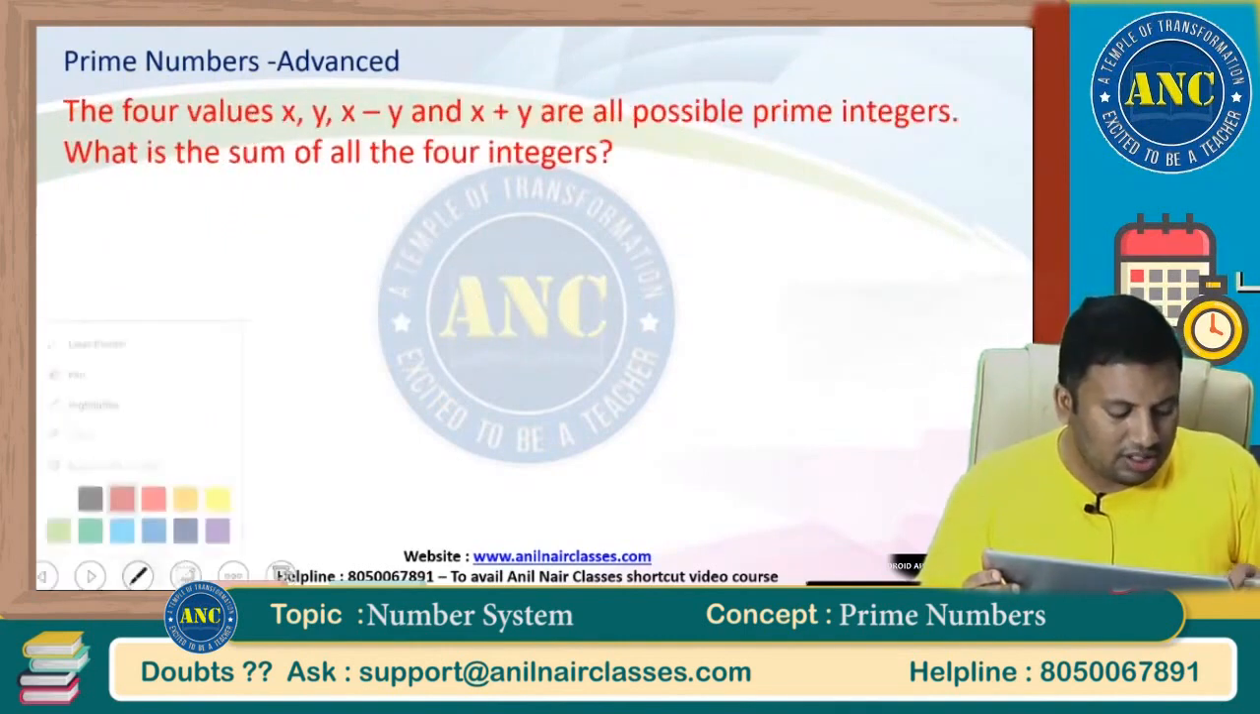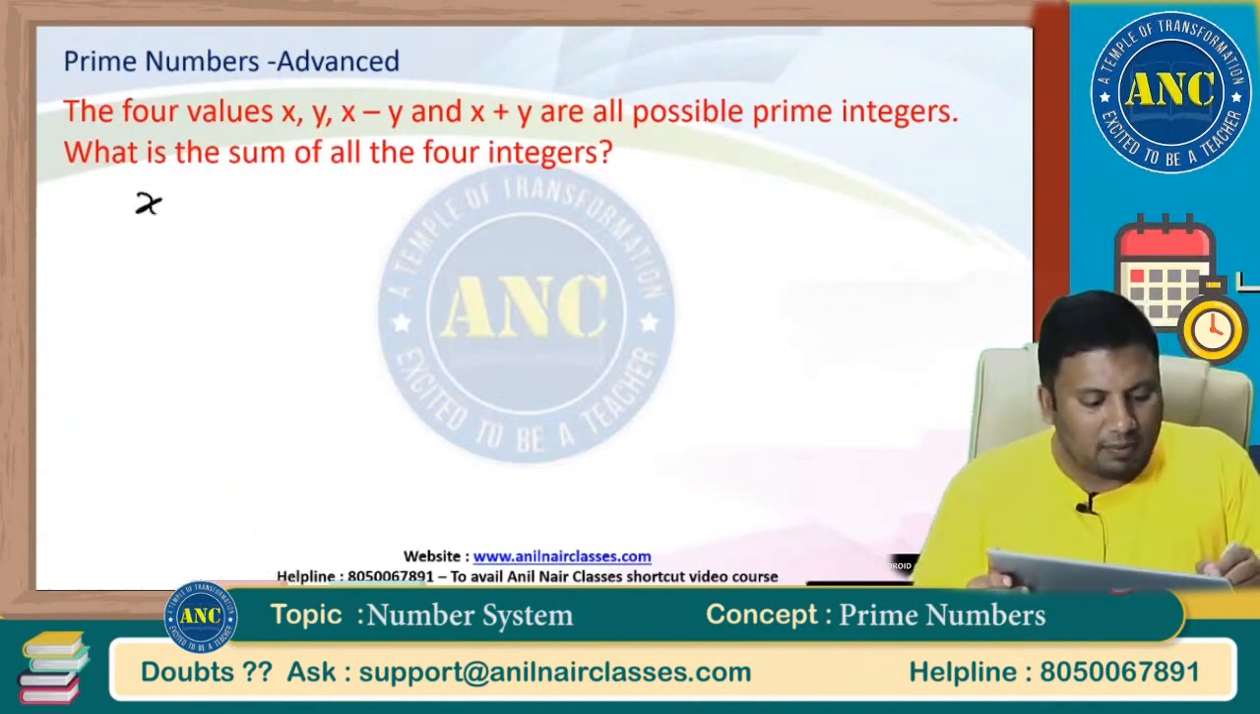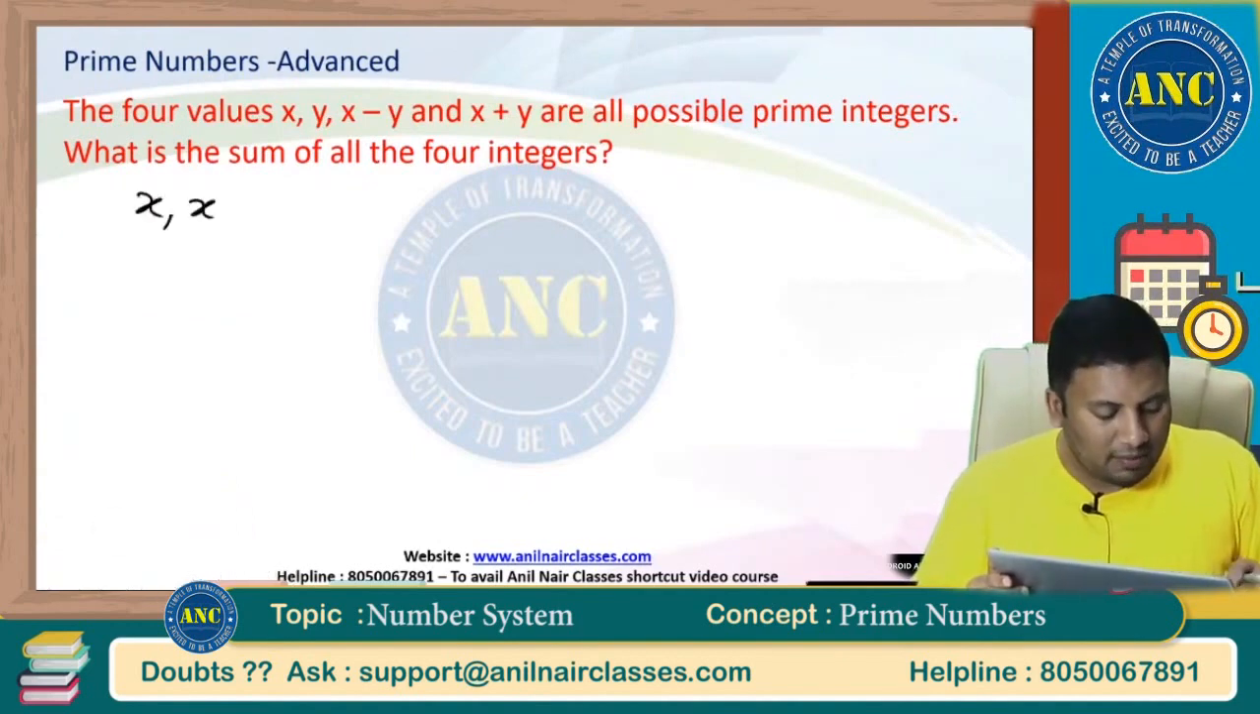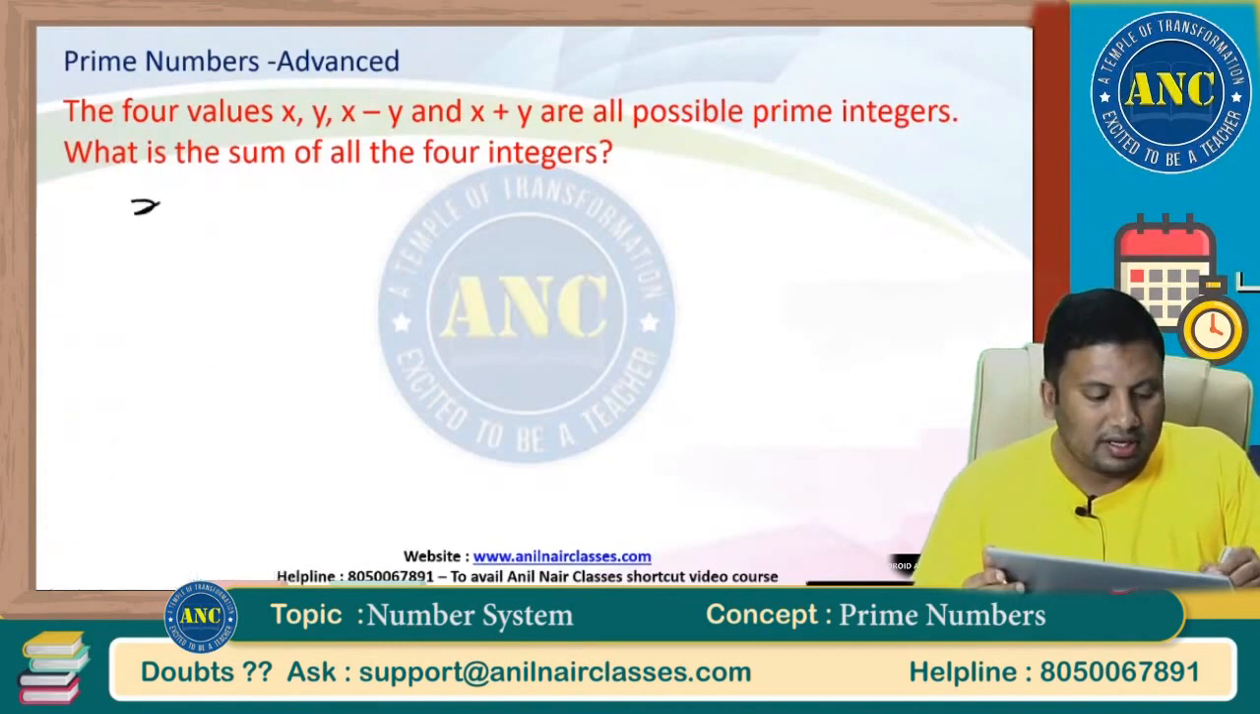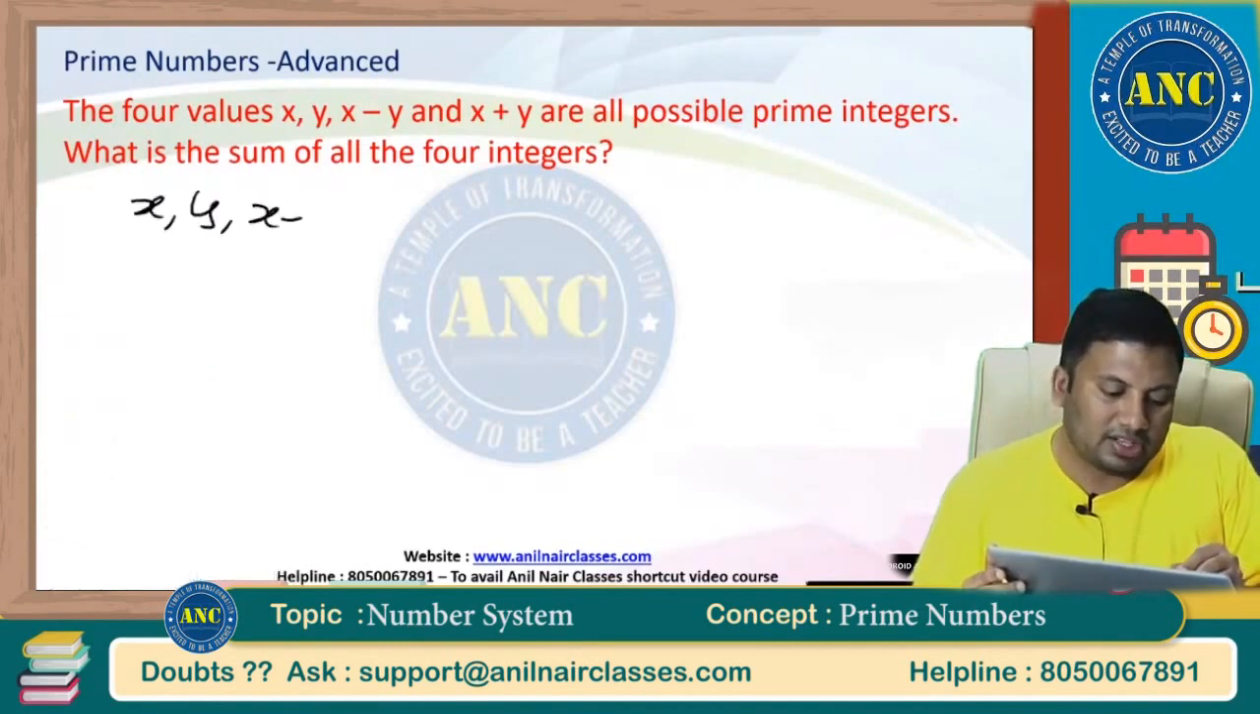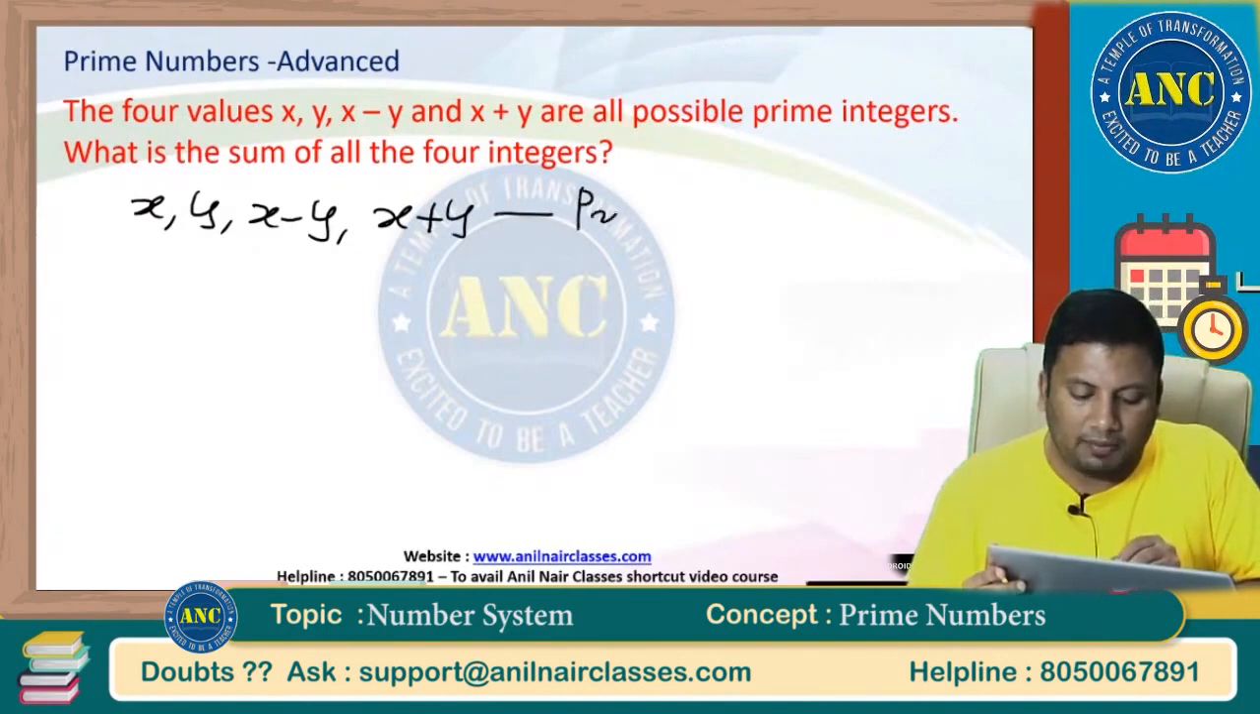Now let us solve this question. x comma y. First read the question, sir. x, y, x minus y, x plus y, all are prime numbers.